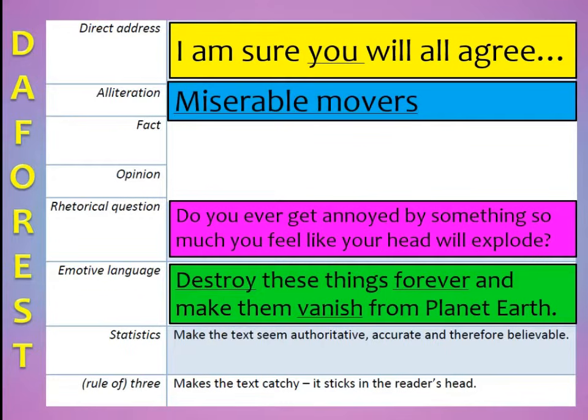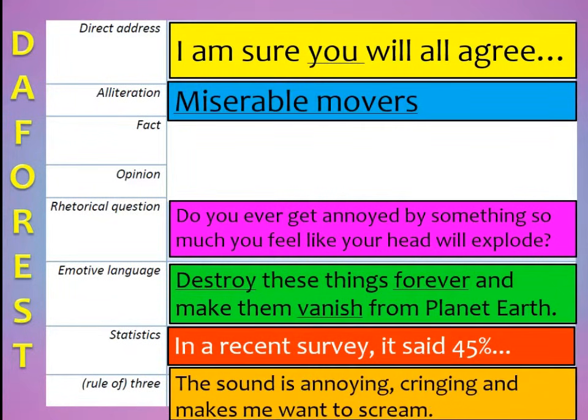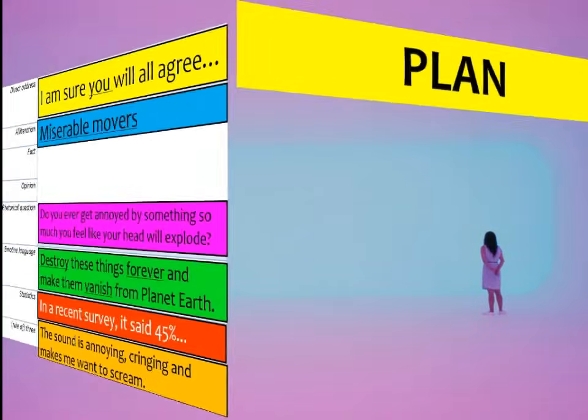So statistics, remember, the examiner's not going to be Googling your work, so you can make up statistics to try and prove your point. So for example, "in a recent survey it said 45% of people," whatever, but using statistics makes your text seem believable, makes it seem factual. And rule of 3, making the text catchy. "Snoring, the sound is annoying, cringing, and makes me want to scream." So using 3 of these makes it a bit more catchy, sticks in the reader's head.